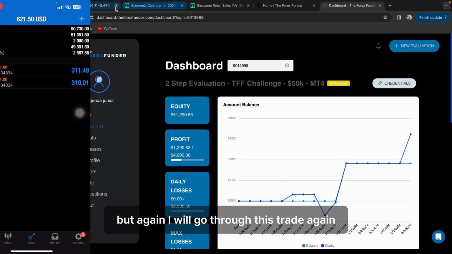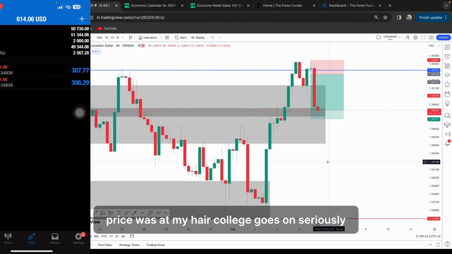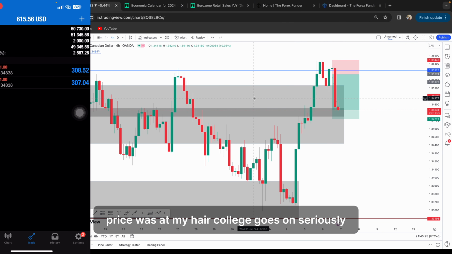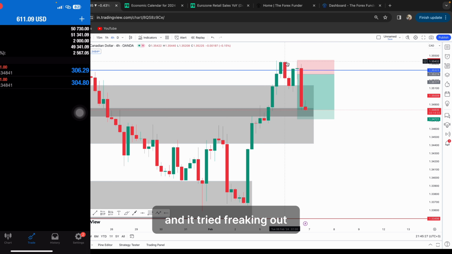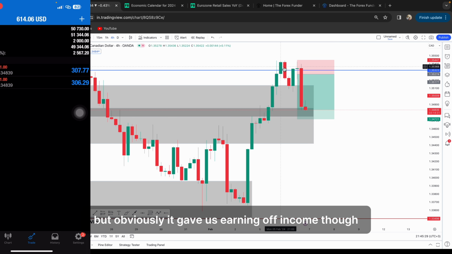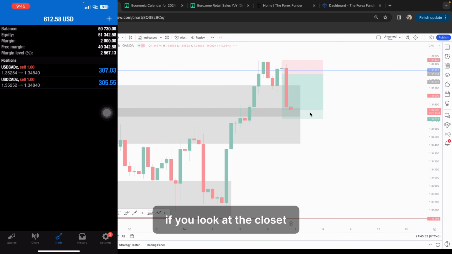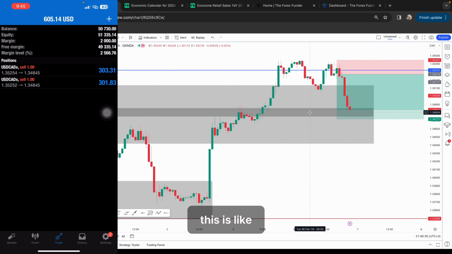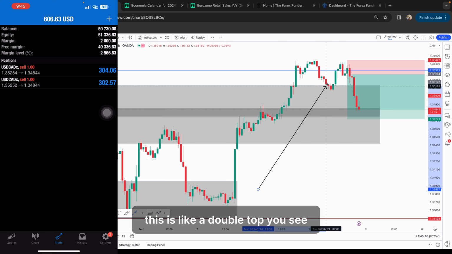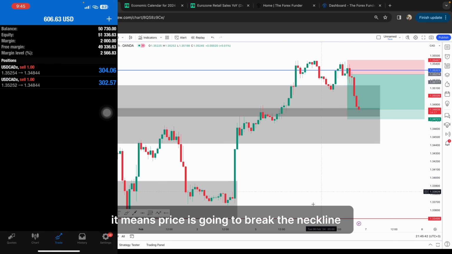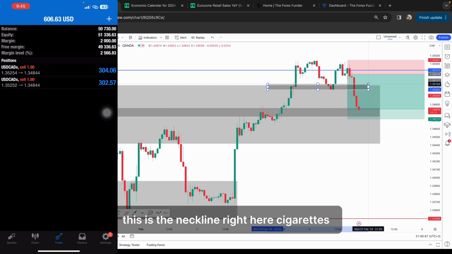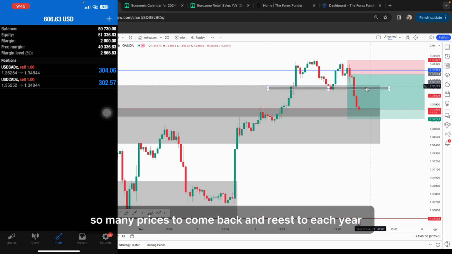But again, I will go through this trade again. Price was at my psychological zone, traders, and it tried faking out, but obviously it gave us an engulfing candle that tells us price is going to reverse. And even for most of you guys, if you look at the close of the 1 hour candle, you're going to see that this is like a double top. Anytime you see a double top, it means price is going to break the neckline. This is the neckline right here. So price has to come back and retest right here.